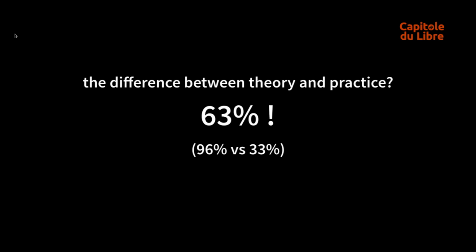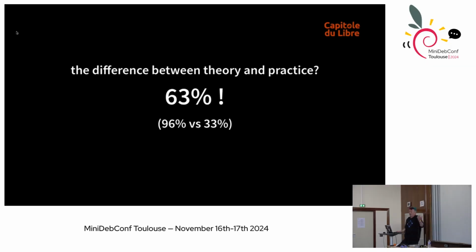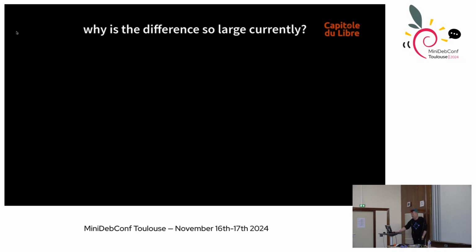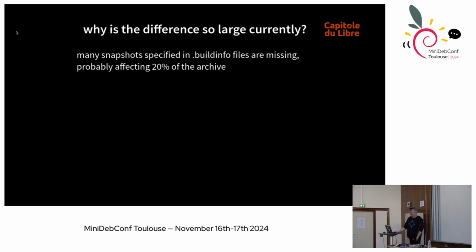So the difference between theory and practice is 63% currently. We are 96% in theory and 33% reproducible in practice. Yay! Like a month ago, in the beginning we were at 23% or even 20, and I was a bit unhappy, but Elbrus was like, fine, we can use this for testing migration. If a package is reproducible and regresses, bad. This is 20%. So why is the difference so large currently? As I said, many snapshots specified in the buildinfo were missing, and at the moment this affects maybe 20% of the archive. I haven't done real numbers, but it's a guesstimate.